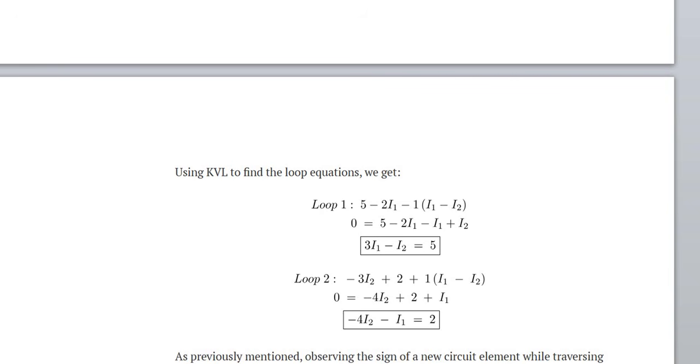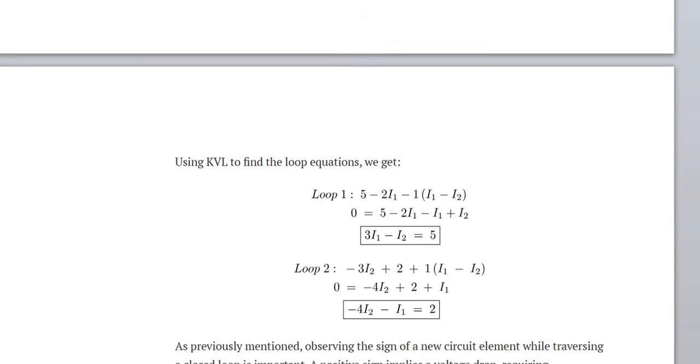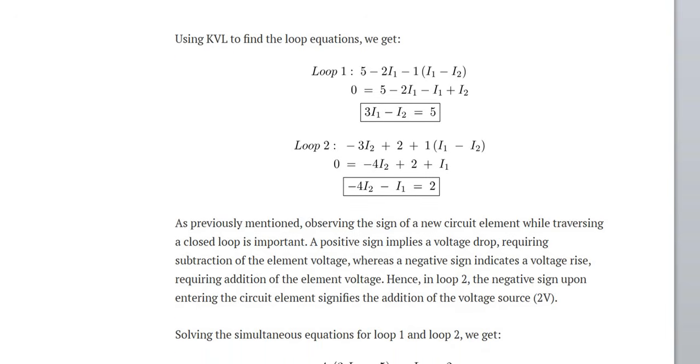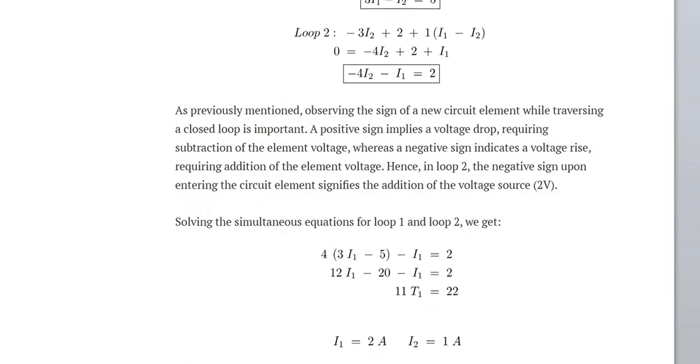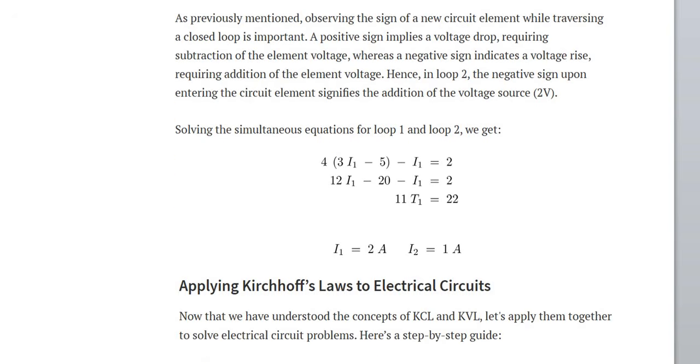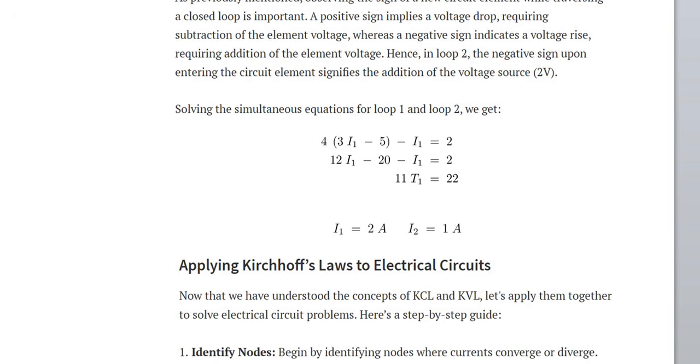For considering loop 2, minus 3 I2 minus 2 plus 1 into I1 minus I2. So 0 is equal to minus 4 I2 minus 2 plus I1. So the other equation is minus 4 I2 plus I1 is equal to 2. By solving these two equations, we are getting the current I1 is equal to 2 ampere and I2 is equal to 1 ampere.